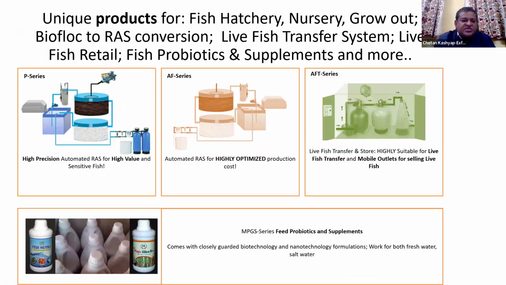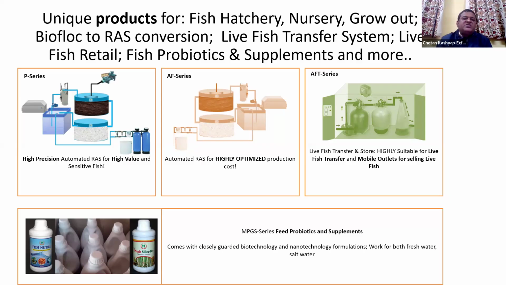Okay, these are some of the RAS systems that you can see. There is nothing like one system that works for all. So we typically have a P series and then an AF series. Based on the type of fish, when you design an RAS, it is important to understand the customer requirement. For example, if you're doing common fish, you should not use a very powerful system. You should use a system which is cost effective, which consumes less power and fewer resources.